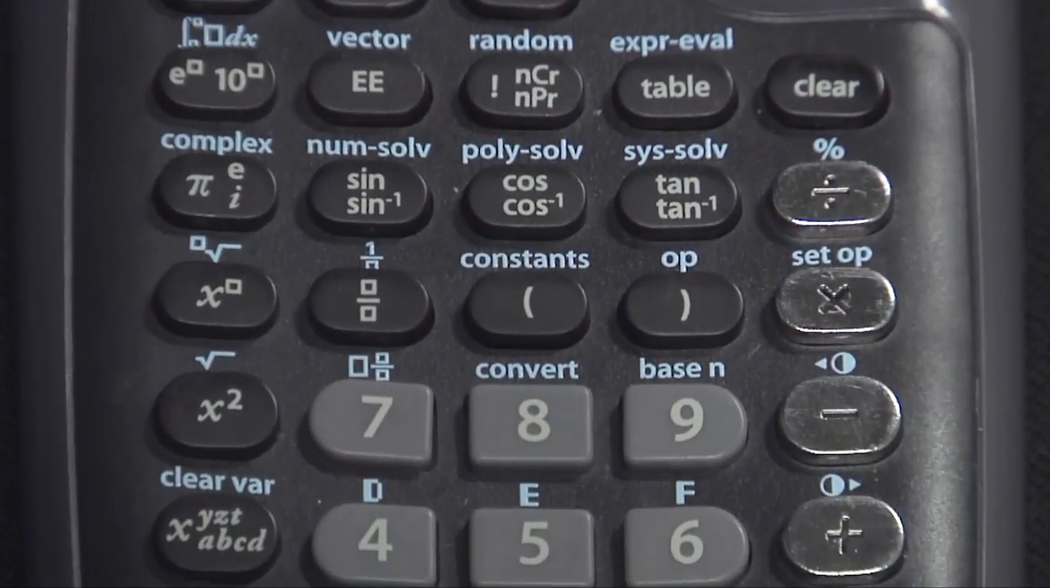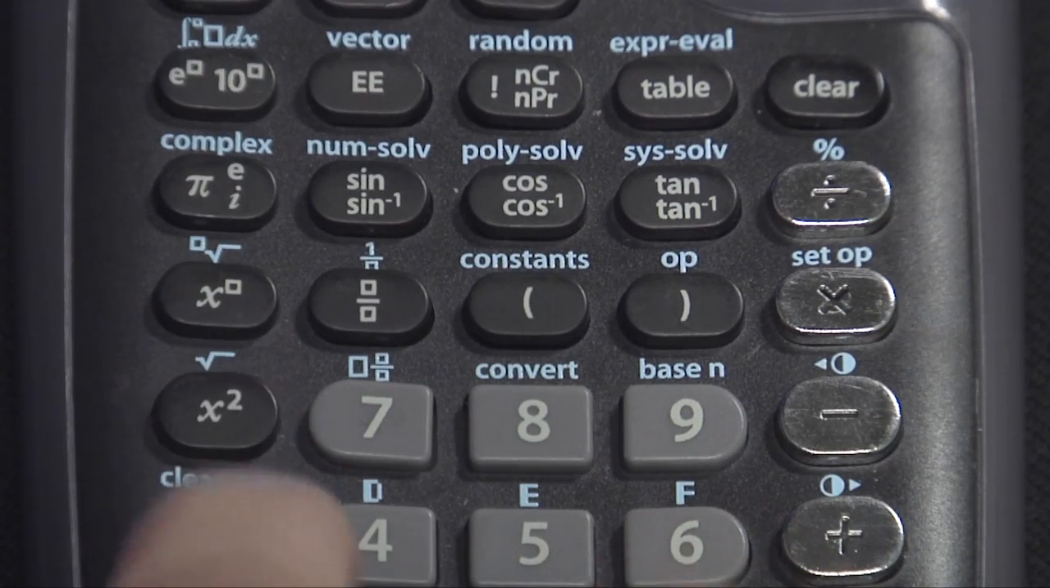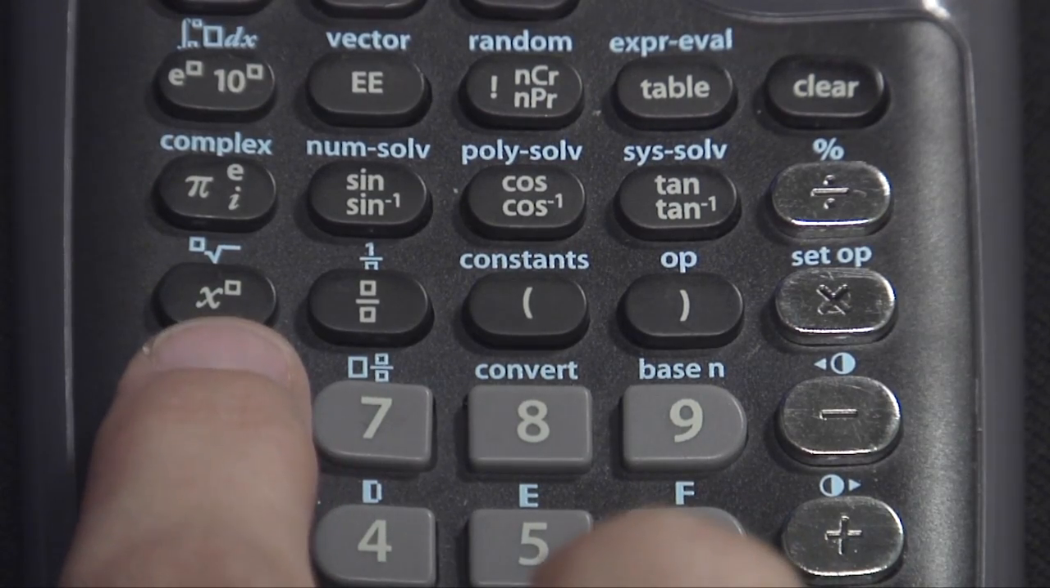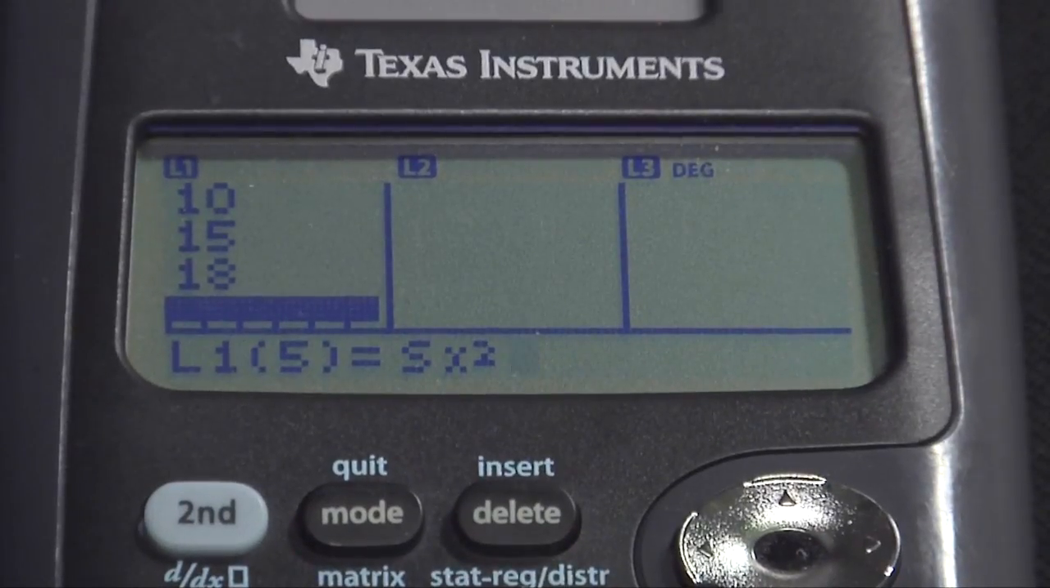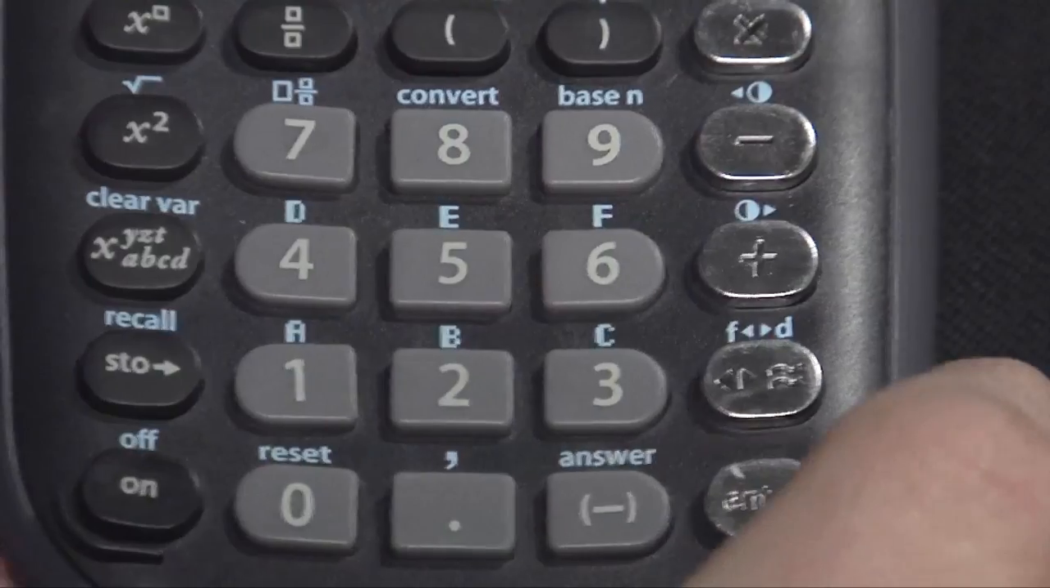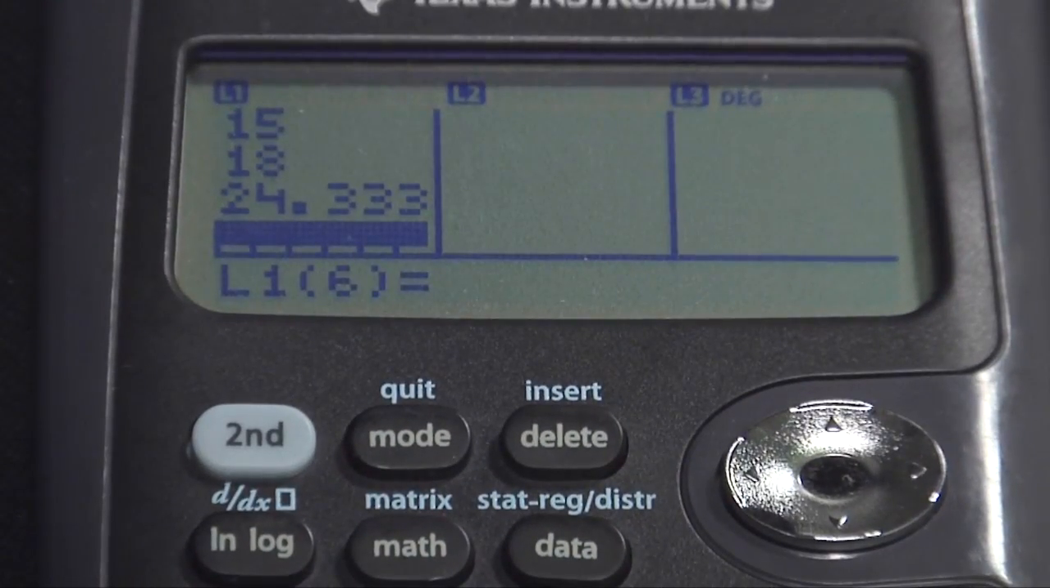I come back to my keypad, and over here to the left is X squared, because the standard deviation squared is the variance. So you can see I'm about to square the standard deviation. I hit Enter, and even though it showed up in my list, I got the 24.333, etc. number, which is the sample variance.